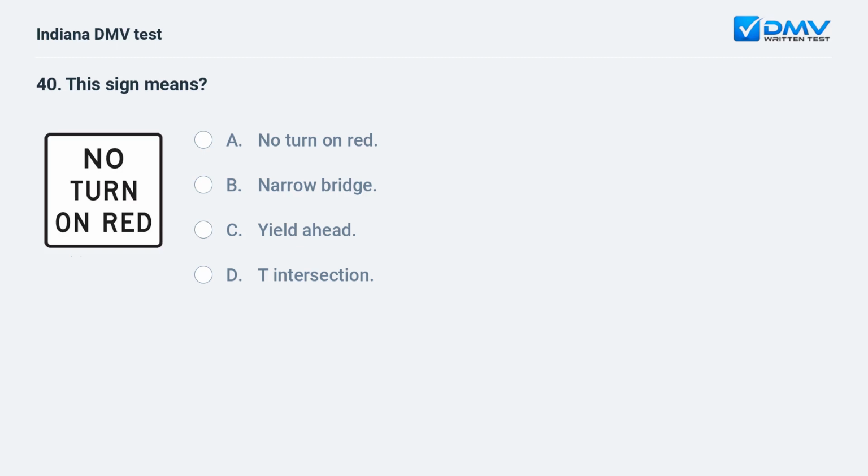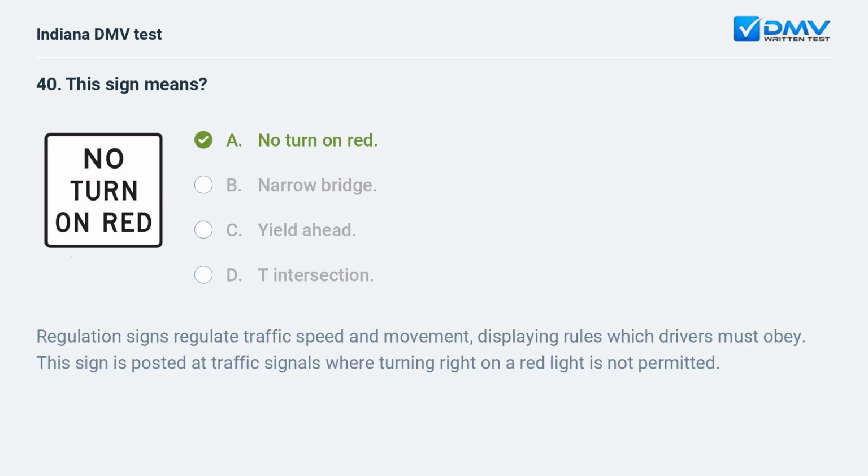This sign means A. No turn on red. B. Narrow bridge. C. Yield ahead. D. T intersection. A. No turn on red. Regulation signs regulate traffic speed and movement, displaying rules which drivers must obey. This sign is posted at traffic signals where turning right on a red light is not permitted.